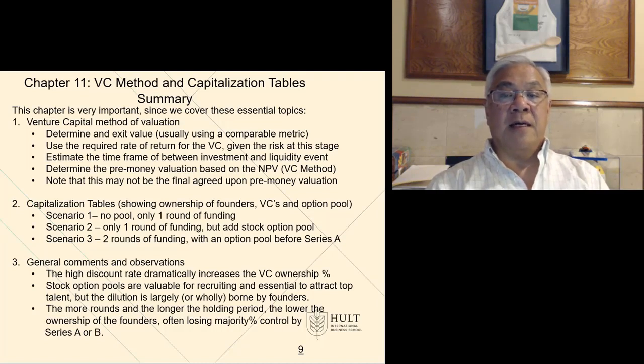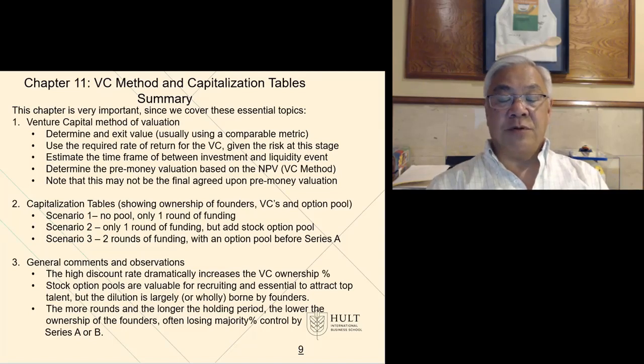And in scenario 3, even more painful for the owners, we have to provide dilution for the Series A, the Series B, and the option holders. And in this scenario, as you recall, the ownership interest drops to 20%. So an owner group would start with 100%, and by the time we get to scenario 3, they're down to 20%. Welcome to venture capital. And so some general comments are that the high discount rate dramatically increases the VC ownership percentage. And we saw this very clearly in the differences between VC for Series A and VC for Series B. A required 40% return, and B required 25%.